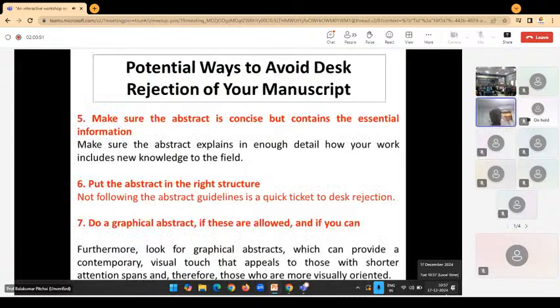Make sure that the abstract is concise, but it contains the essential information. So I told you, you should make sure that the abstract explains enough detail and how the study adds new knowledge to the field. So you can say, to the best of our knowledge, if it is new knowledge, to the best of our knowledge, this is the first study demonstrating. It's excellent, but it should really be the first study to demonstrate. It is not something you can simply include.